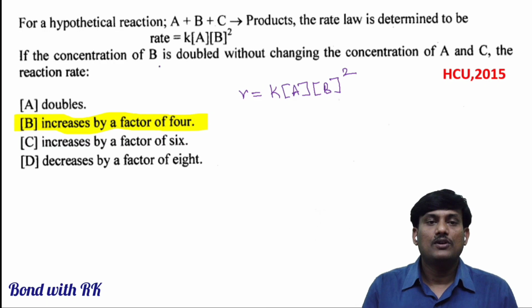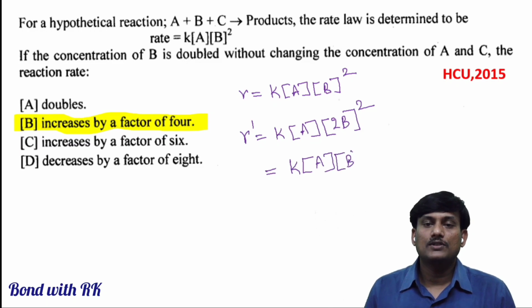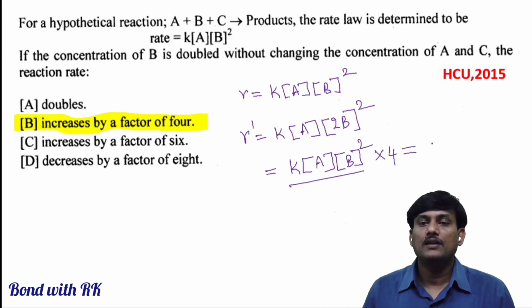If you double the concentration of B, the rate R dash will be equal to K into concentration of A and concentration of B is doubled, so it will be 2B square. Here there is no change in concentration of A and C, so the equation will be K into concentration of A and concentration of B square and into 2 square, which is 4. So it will be R into 4, that is 4R.